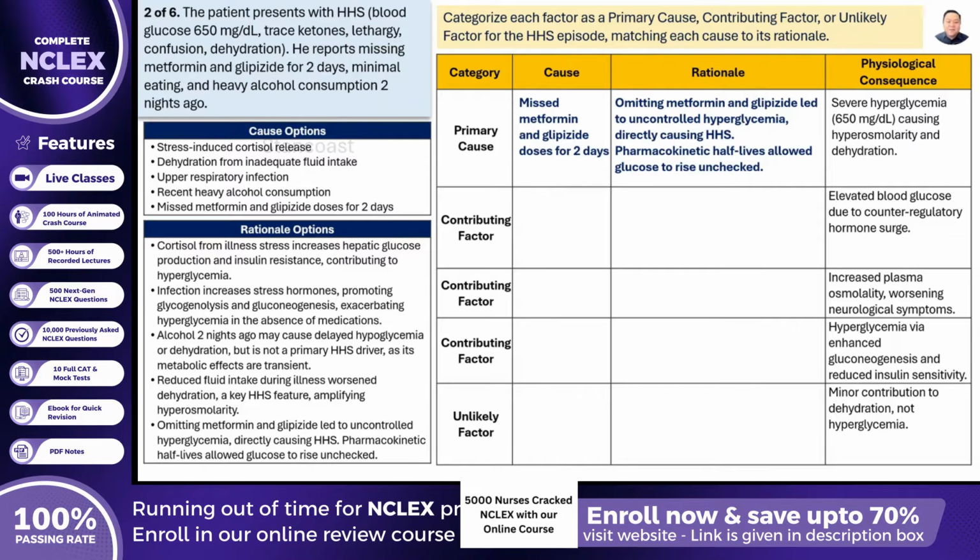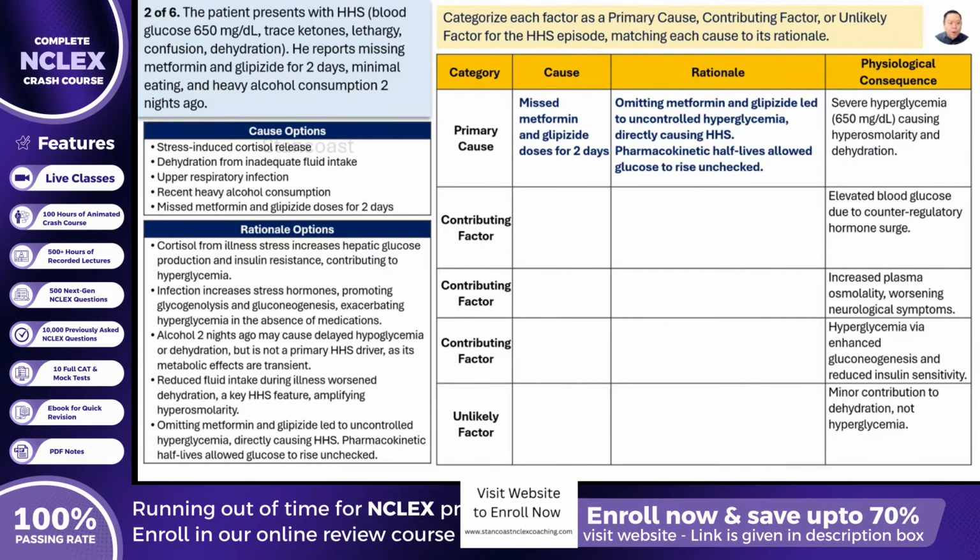So here, you are going to use the physiological consequence in the right column. Again, we have the blood sugar of 650 milligrams. That is your hint right there. This is causing the hyperosmolarity and the dehydration. So make use of those hints.